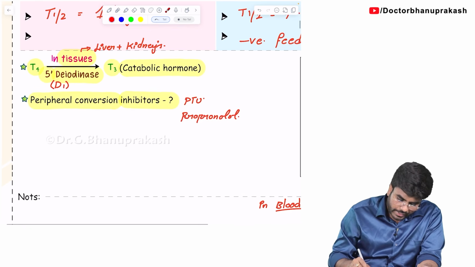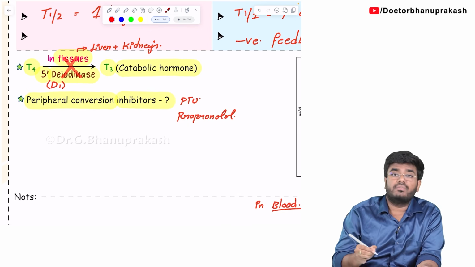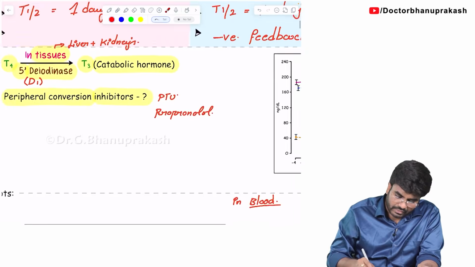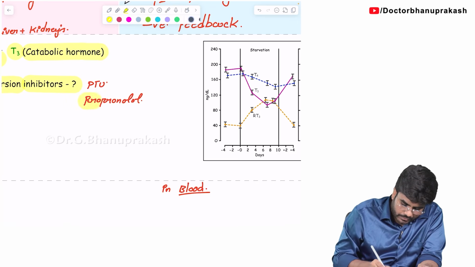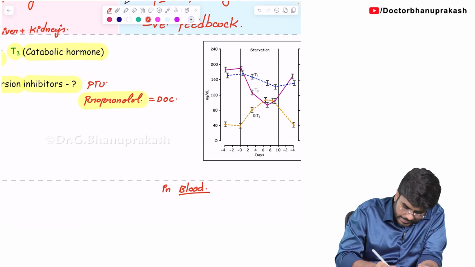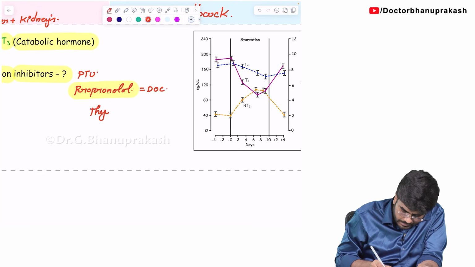Now, where do we use these peripheral conversion inhibitors? In which condition do we want to stop this peripheral conversion? These peripheral conversion inhibitors, especially propranolol, are a drug of choice for the treatment of a condition called thyroid storm.